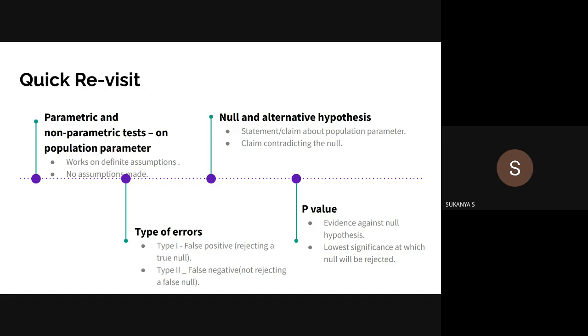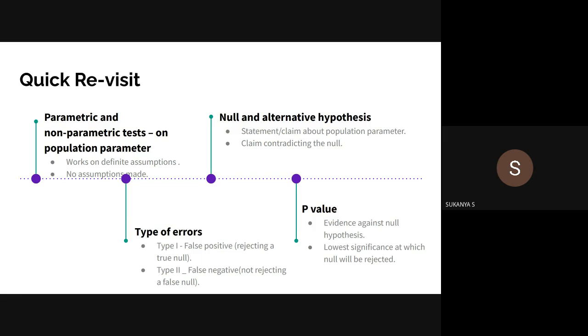Whatever claim that you have about your population parameter is called the null hypothesis. Any statement that contradicts your null could be called the alternative hypothesis. While doing hypothesis testing, you mainly encounter two types of errors, which also serve as the metric of your result, denoted by alpha and beta. The type 1 error is where you reject a true null hypothesis, which denotes a false positive scenario. The type 2 error gives you a false negative scenario, that is, you are not rejecting a false null hypothesis.